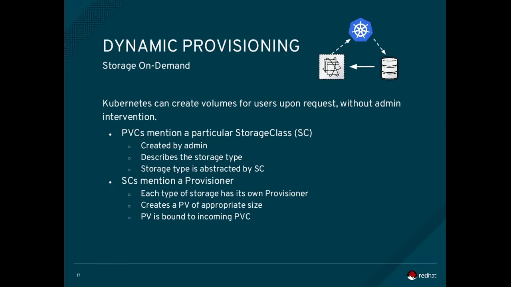With dynamic provisioning, when a PVC comes into Kubernetes, Kubernetes can then use a variety of what are called provisioners to create the volume without administrative intervention. So the way they implemented this is that a PVC mentions what it calls a particular storage class. A storage class is just a definition of a type of storage, and that part is written by the administrator.